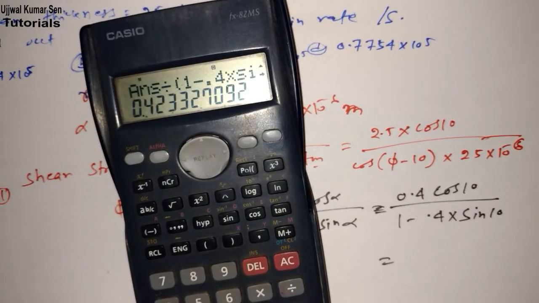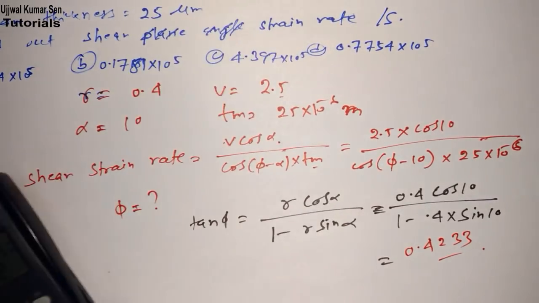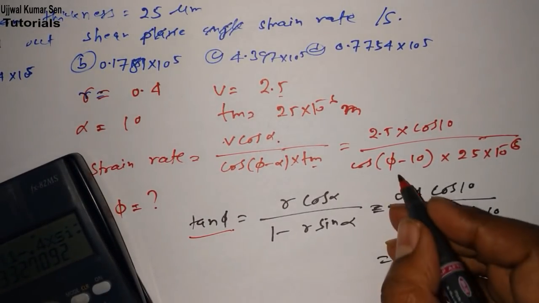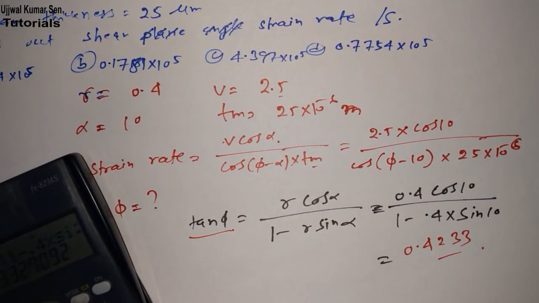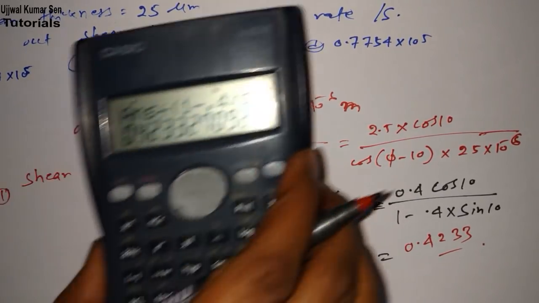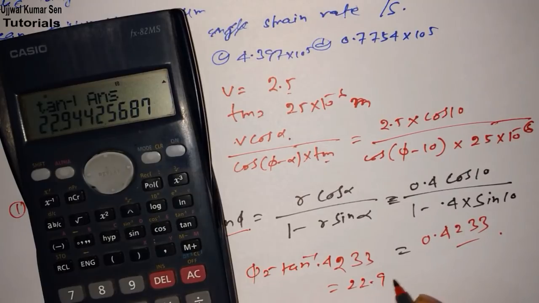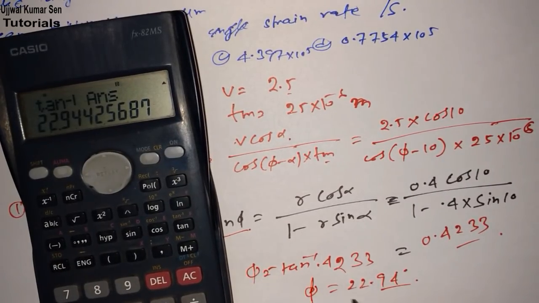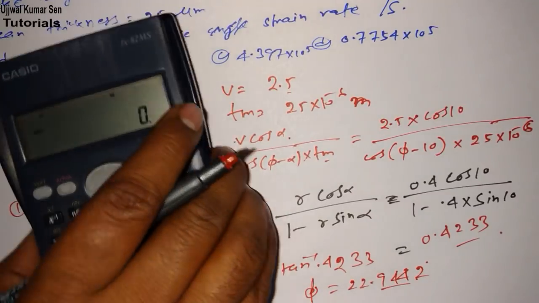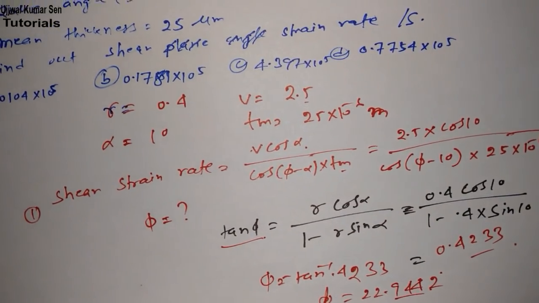Okay, so we got the value here, 0.4233. That is tan phi. If you are in a hurry and just put this value here, you will get the wrong answer. Don't do this. First of all, we have to find phi. So phi will be tan inverse of 0.4233. Just shift tan inverse, answer is equal to 22.94 degrees. Phi, the shear plane angle, is equal to 22.944 degrees. You can take 22.94, because after the 4 the values are very small, so we can neglect that.